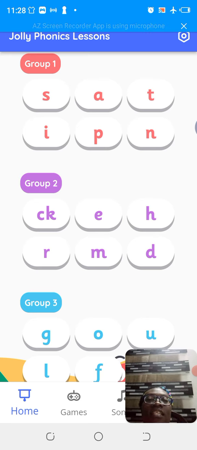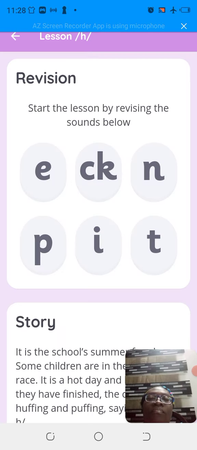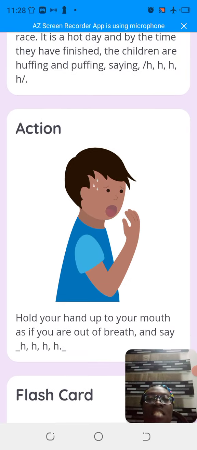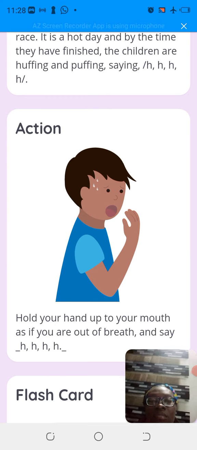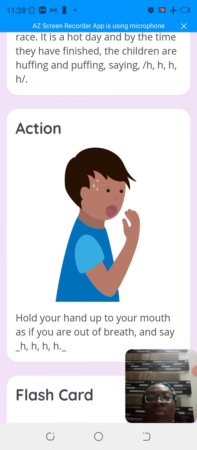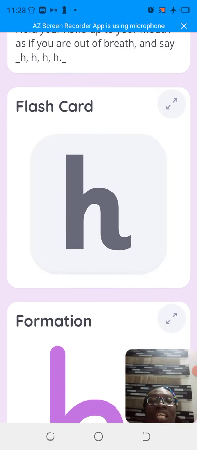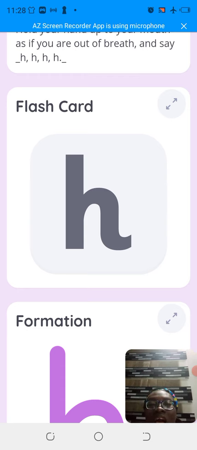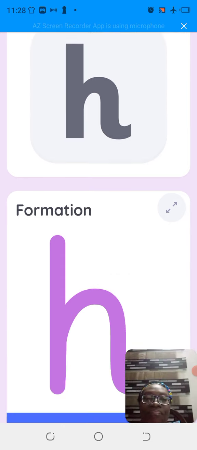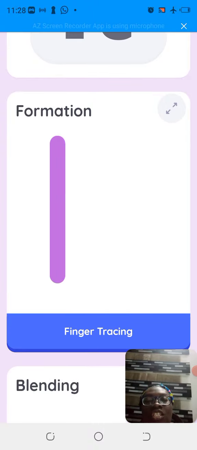The next letter is letter H. This is one of the sensitive sounds because some people mistake this sound. When they want to pronounce the sound of letter H, they pronounce another sound after it. So first of all, let's look at how letter H is formed.